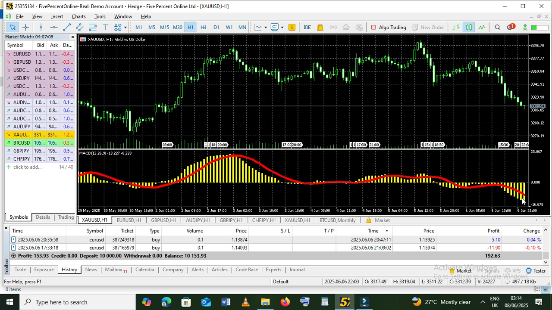So I have just analyzed the market using three trend indicators and three oscillators, which show the strength of the market, and the other one which shows the direction of the market.